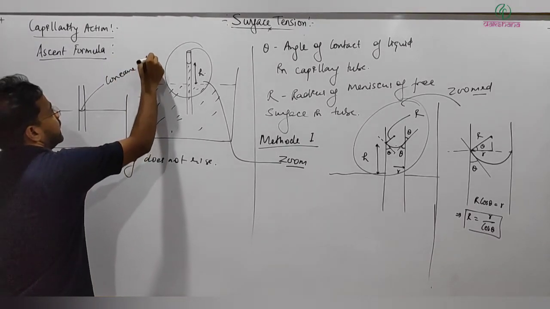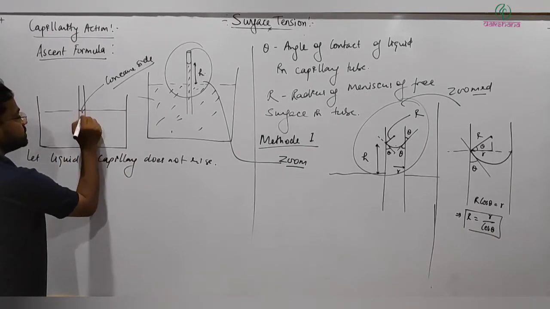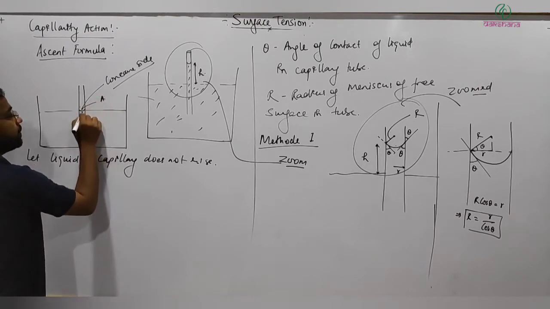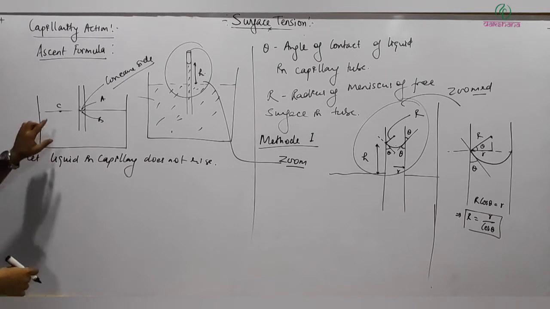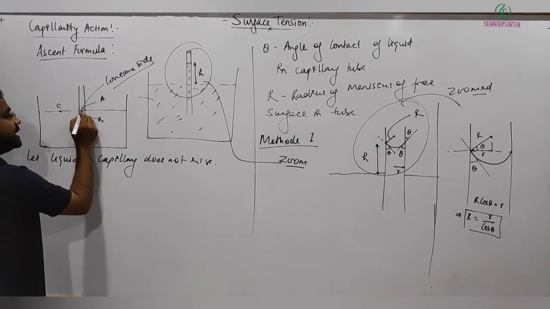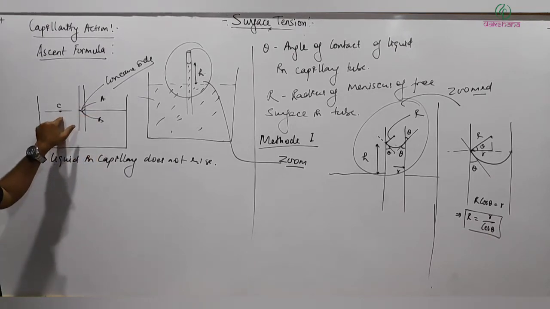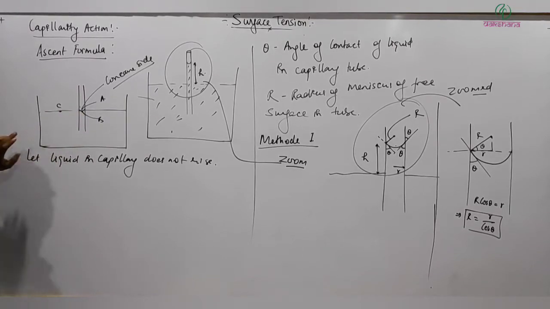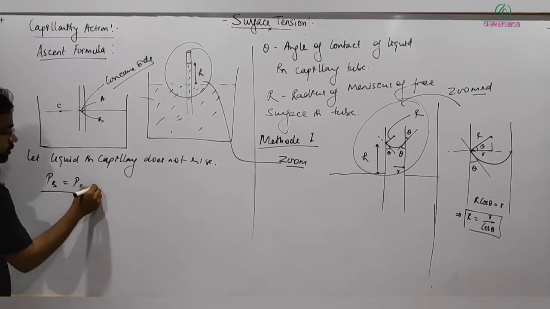Concave side, so the pressure will be higher. Let's say this is point A, B, C. At points like B and C, you can consider they are almost at the same level, just below. So if we have two points at the same level in the same liquid, then pressure at point B must be equal to C.